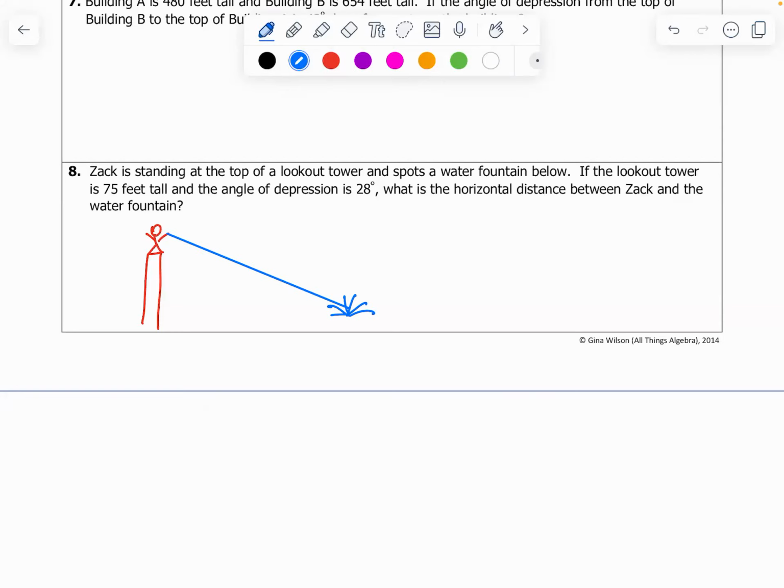If the lookout tower is 75 feet tall. You guys, this is the exact same problem, almost. 75 feet. Angle of depression is 28 degrees. He's on the lookout tower, so he would be looking this way. This is 28 degrees, so we know this is 28 degrees. And I want to know the horizontal distance between the lookout tower and the fountain.